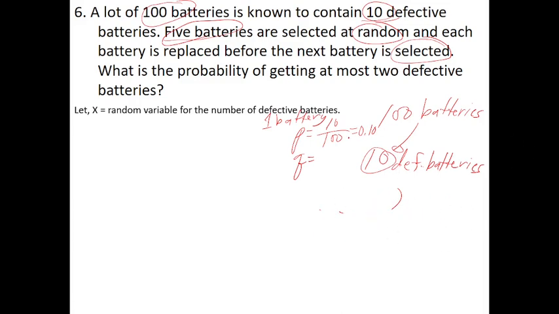So, we proceed. Probability of failure, if that is 0.10, then 0.90 is the probability that the battery is not defective. Okay? So, therefore, P and Q are maintained, because we consider every battery. And the problem says each battery is replaced before the next battery is selected, according to the statement. Okay? So, we can proceed.